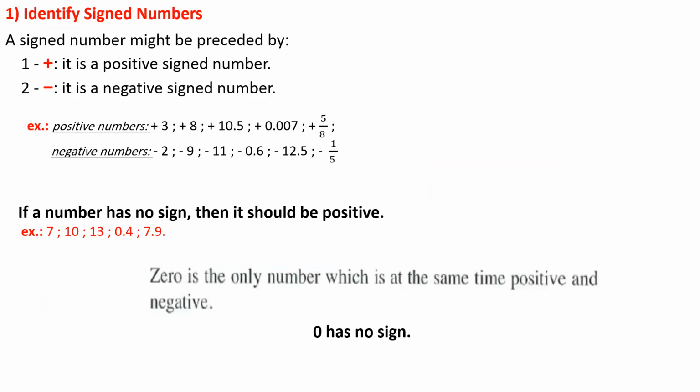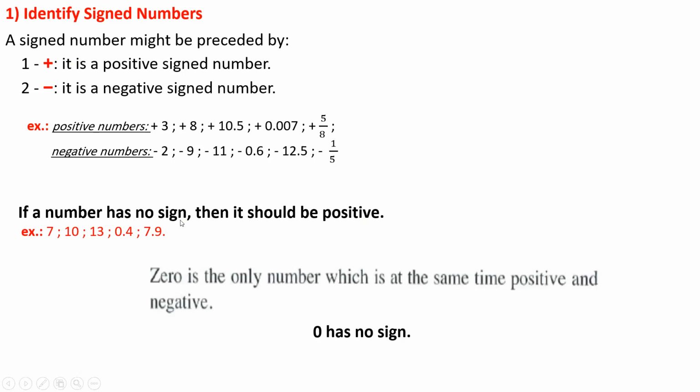Identify signed numbers. Of course, when we talk about a signed number, this number might be preceded by a plus or a minus. If there's a plus, then it's a positive signed number. If we have a minus, then it is a negative signed number. For example, positive numbers plus 3, plus 8, plus 10.5, plus 0.007, plus 5 over 8. So the number can be whole, can be decimal, or can be a fraction. Negative numbers: minus 2, minus 9, minus 11, minus 0.6, minus 12.5, minus 1 over 5.